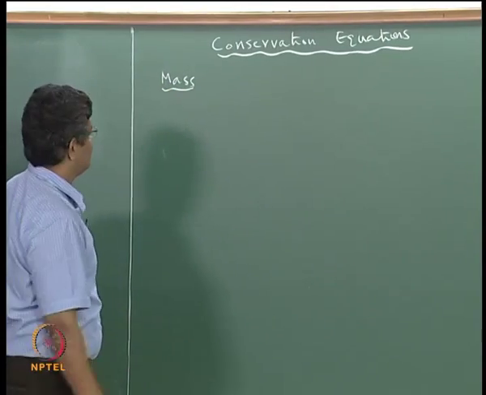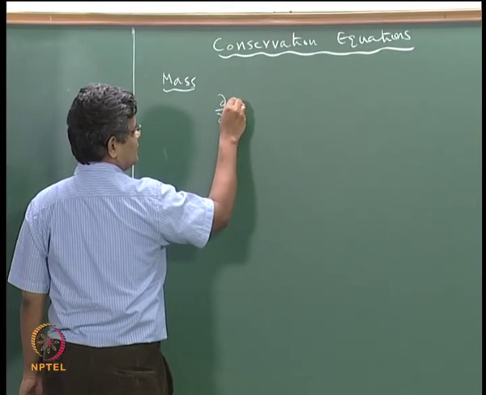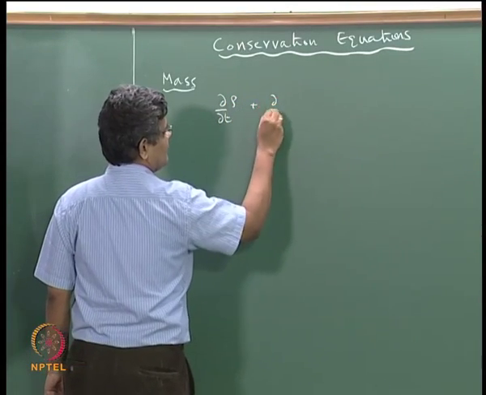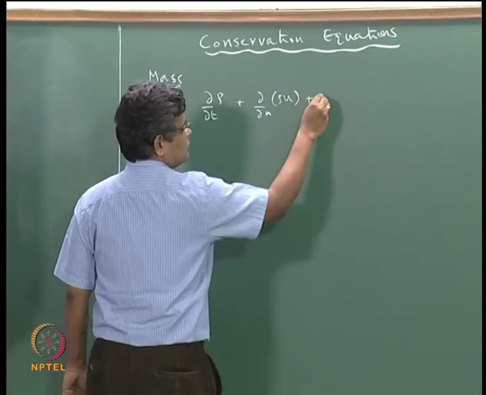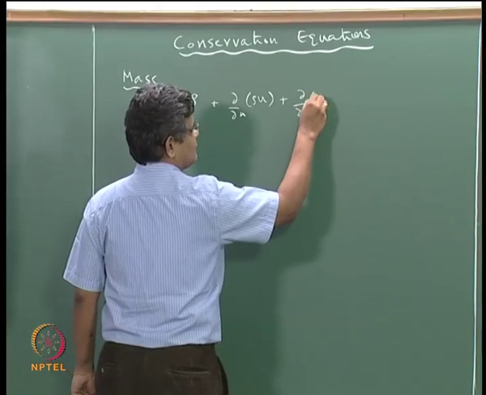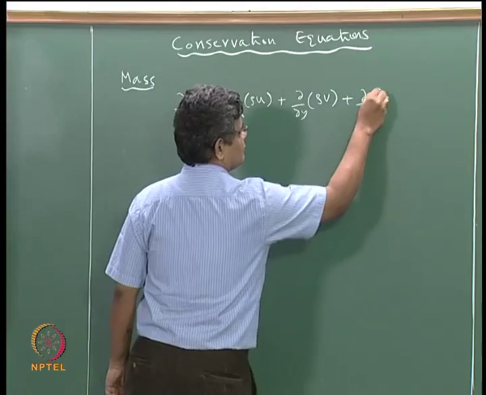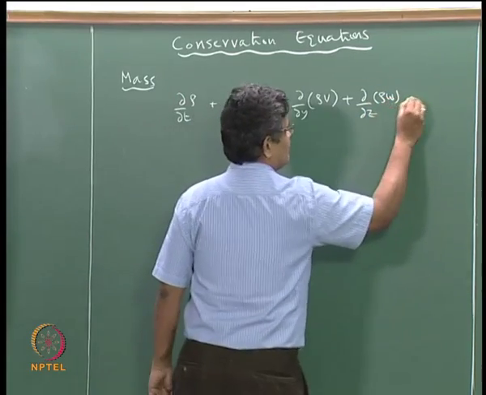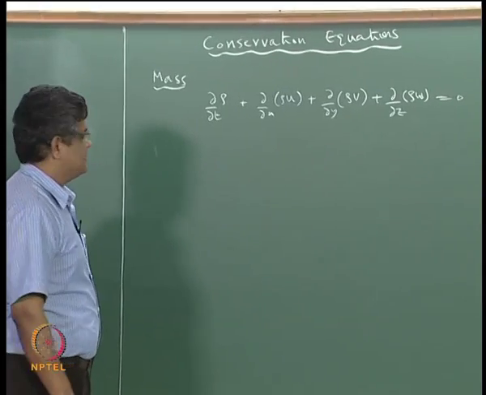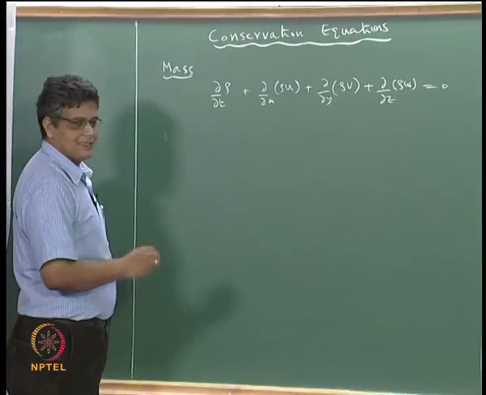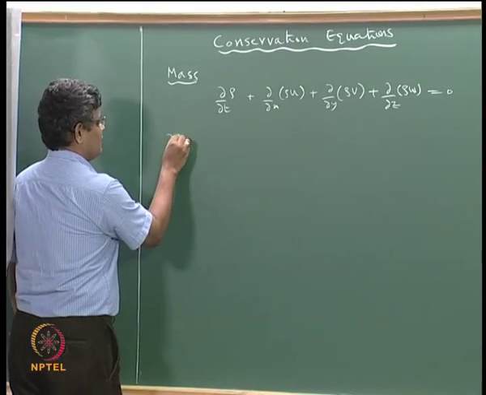We have derived the mass conservation equation as partial with respect to t of density plus partial derivative with respect to x of rho u plus partial derivative with respect to y of rho v plus partial derivative with respect to z of rho w equal to 0. For the momentum, we considered 3 separate directions, the x, y, z directions.